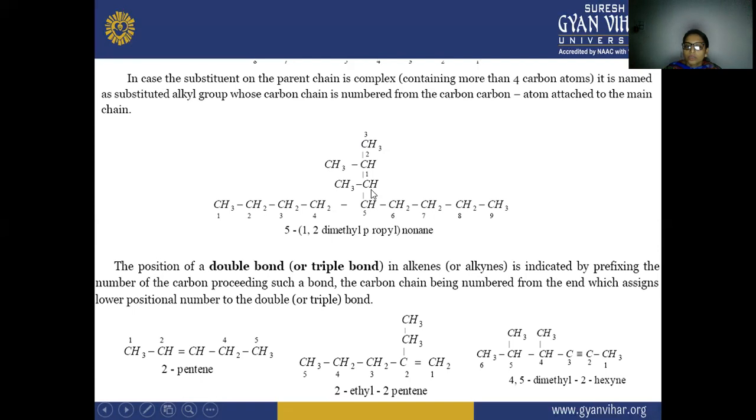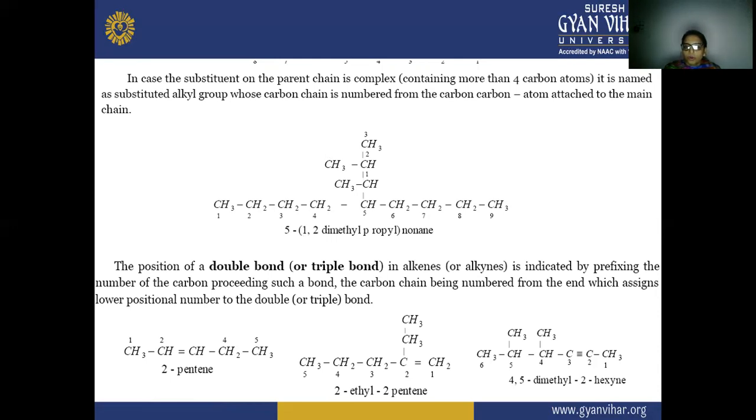Here also we are doing the numbering. This is propyl, because it has 3 carbon atoms. On the first position in this propyl, one methyl group is present, and on the second position a methyl group is present. On the main fifth group, we use brackets and write this substituent in the bracket. It means 1,2-dimethylpropyl nonane is present here. So its name is 5-(1,2-dimethylpropyl)nonane. Next is the position of the double bond.